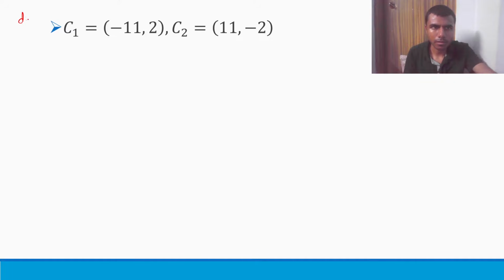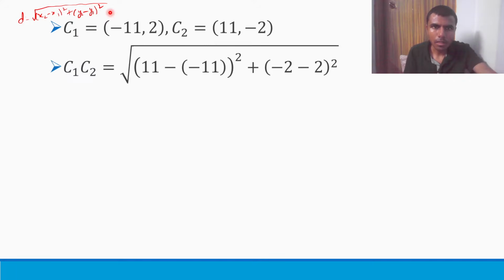Distance formula is under root of x2 minus x1 whole square plus y2 minus y1 whole square. Some people remember it as under root of x1 minus x2 whole square plus y1 minus y2 whole square. Both are same. So see, this is my x1, this is my x2, y1. So under root x2 minus x1, so under root 11 minus of minus 11 whole square plus y2 minus y1, minus 2 minus 2 whole square. Be careful how I am using brackets. Okay.